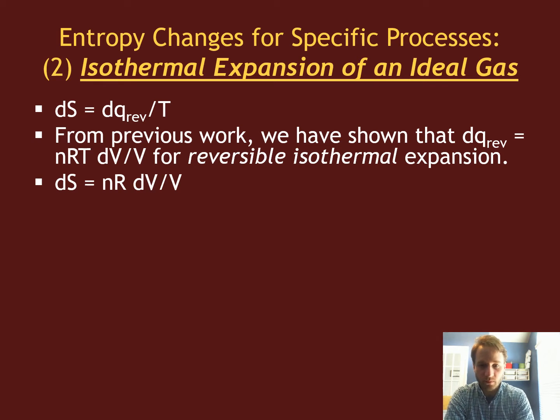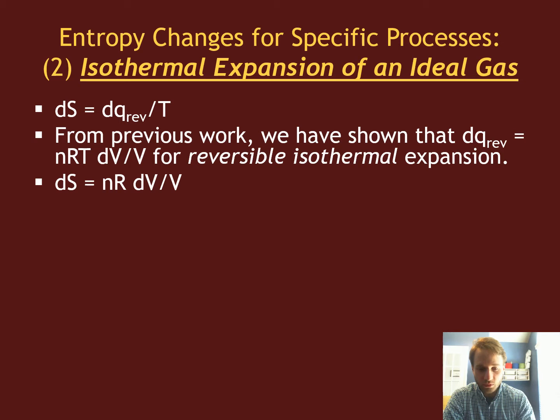So in the previous video I mentioned that the entropy change for, say, a phase change is just the enthalpy change of that phase change divided by temperature. Here we're going to look at an isothermal expansion of a gas. So we know dS equals dQ reversible divided by T.